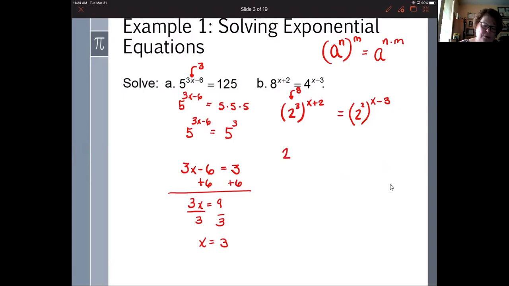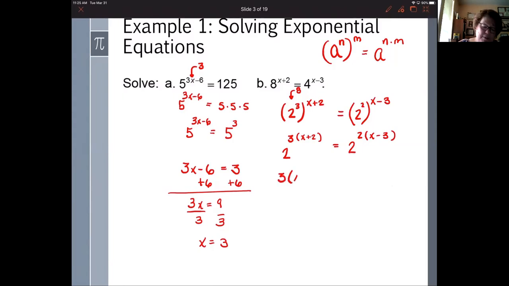So I have 2 to the (3 times x plus 2) equals 2 to the (2 times x minus 3). And now the base on the left-hand side and the base on the right-hand side match. They're both 2. So I'm going to now set the exponents equal to each other.